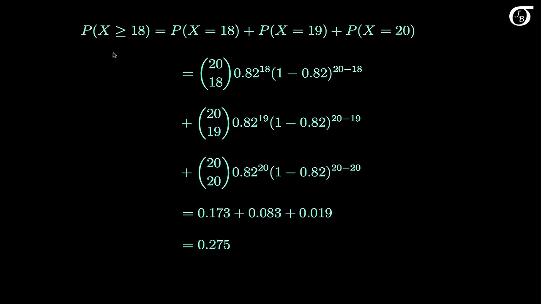The probability the random variable x takes on a value that is at least 18 is the probability it equals 18 plus the probability it equals 19 plus the probability it equals 20. N was 20, so x can't possibly take on a value greater than that. And to find each one of those, we simply use the binomial formula, with n equal to 20 and p equal to 0.82, the values given in the problem. So this is the probability of 18, this is the probability of 19, and down here is the probability of 20. And you can verify for yourself that these work out to these values given here.